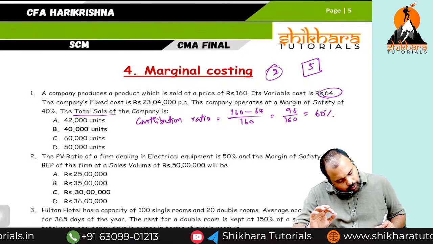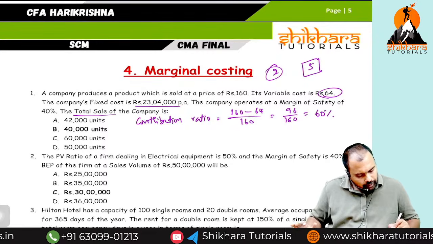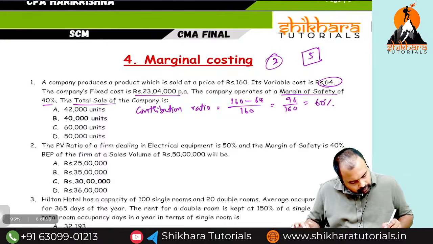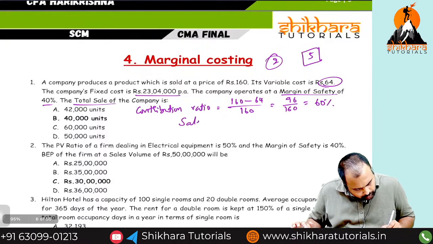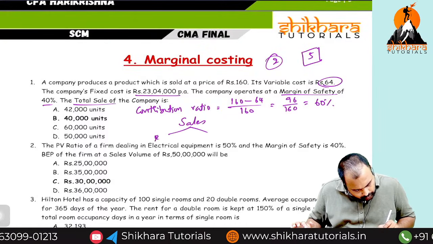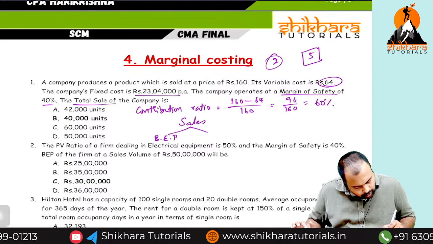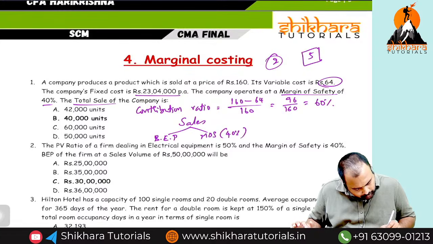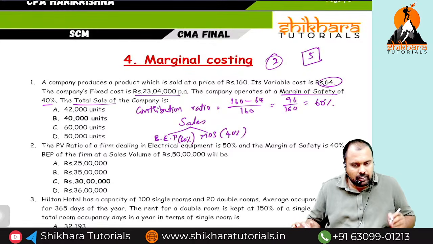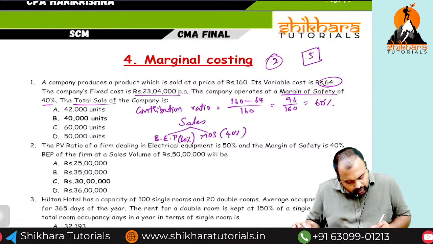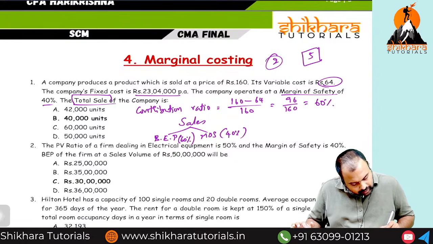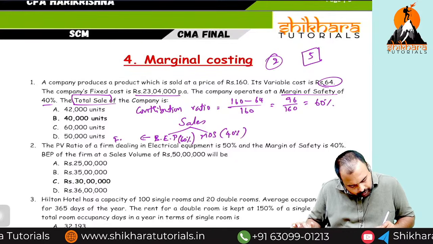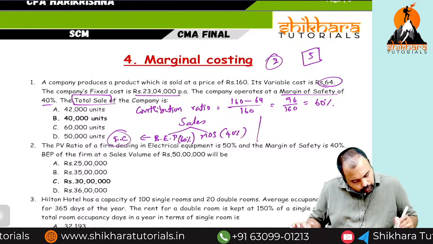Now the company's fixed cost is 23,04,000 per annum, and the company operates at a margin of safety of 40%. So listen, out of total sales there will be break-even sales. On and above the break-even sales all is called margin of safety. If this is 40%, break-even sales has to be 60%, sir. Okay, they are asking about the total sales. So for 60% of sales, these break-even sales cover fixed cost. Clear? So listen very properly.